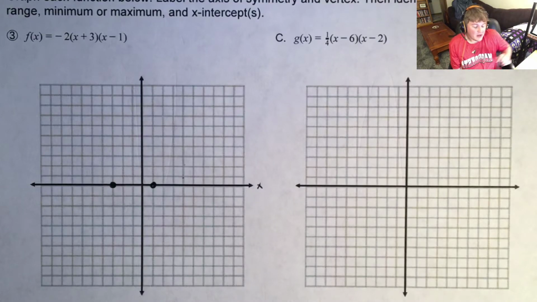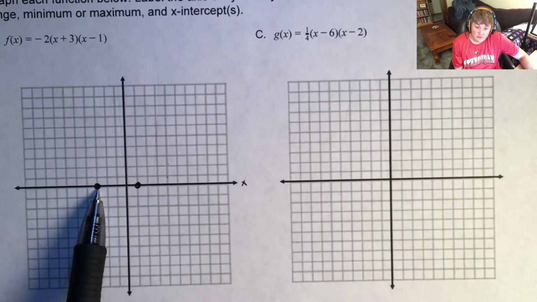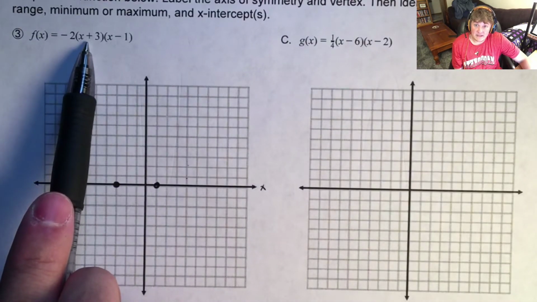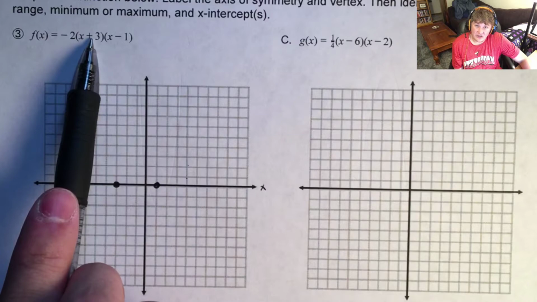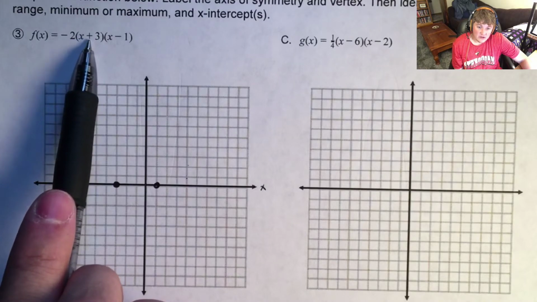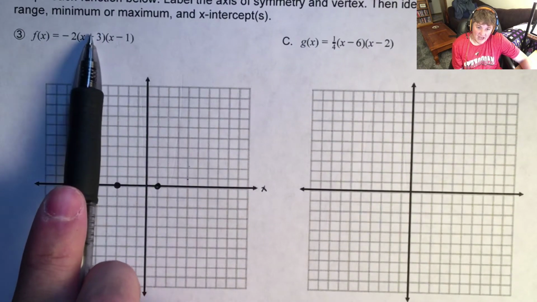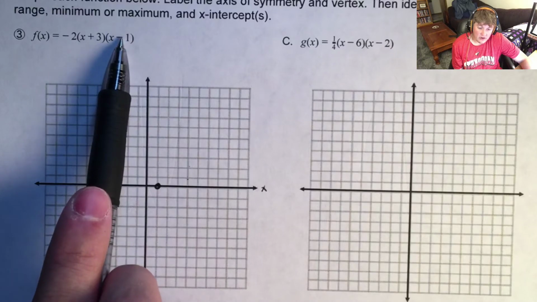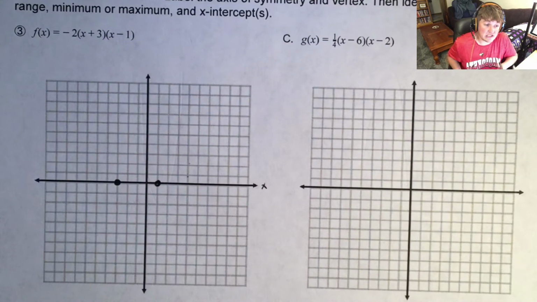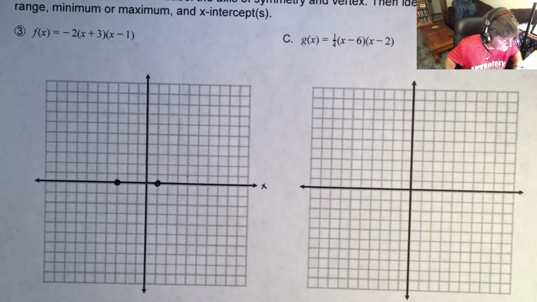What do you notice about this 1 and this negative 3? Hopefully you have identified that it's the opposite of what's on the inside here, right? So this is x plus 3. My first intercept's negative 3. It's the opposite of plus 3. My other intercept is plus 1. That's the opposite of negative 1. And that is intentional. That's not a coincidence. That is how it works.